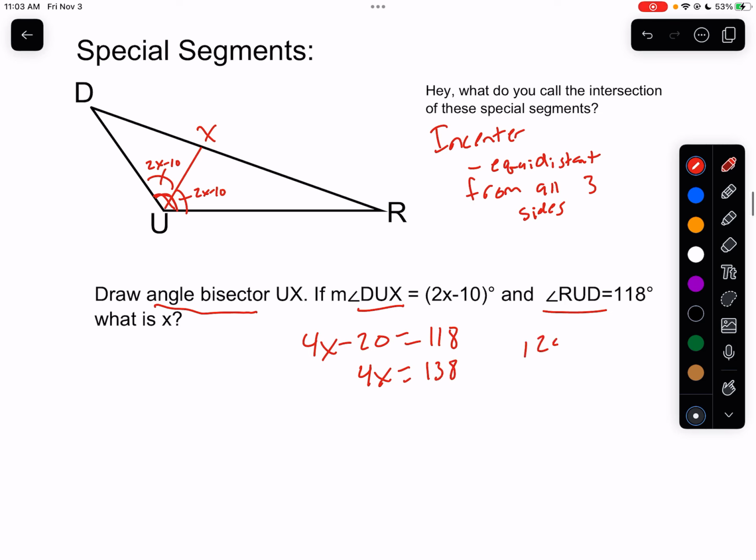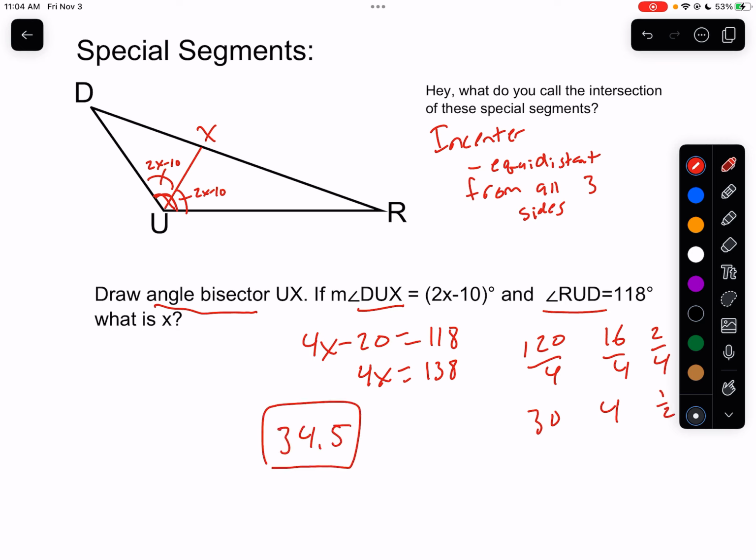So let's see, 120 divided by 4, that would be 30, 16 divided by 4 is 4, and 2 divided by 4 is a half. So 34 and a half, 34.5 would be my x value. And all I did was I took the number 138 and broke it up into numbers that I can easily divide by 4. So 120 plus 16, that's 136. So I had 2 left over. So 120 plus 16 plus 2 is 138. And so the sum of all of those answers would be 138 divided by 4.